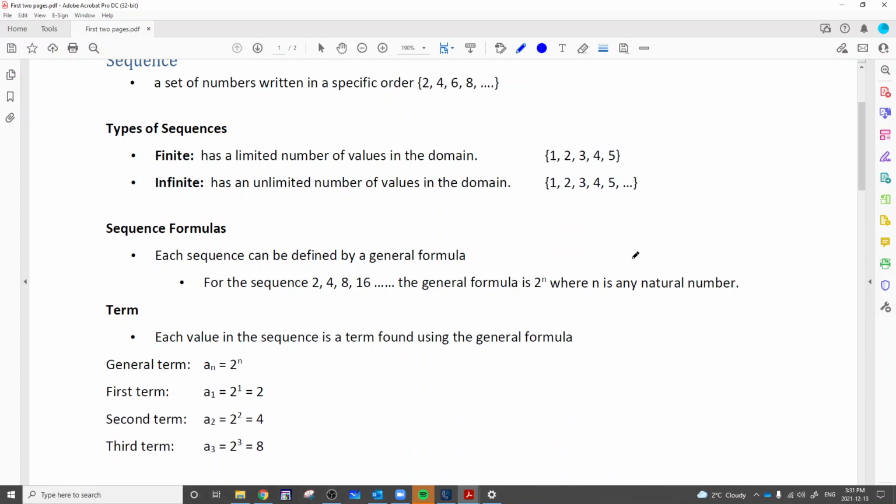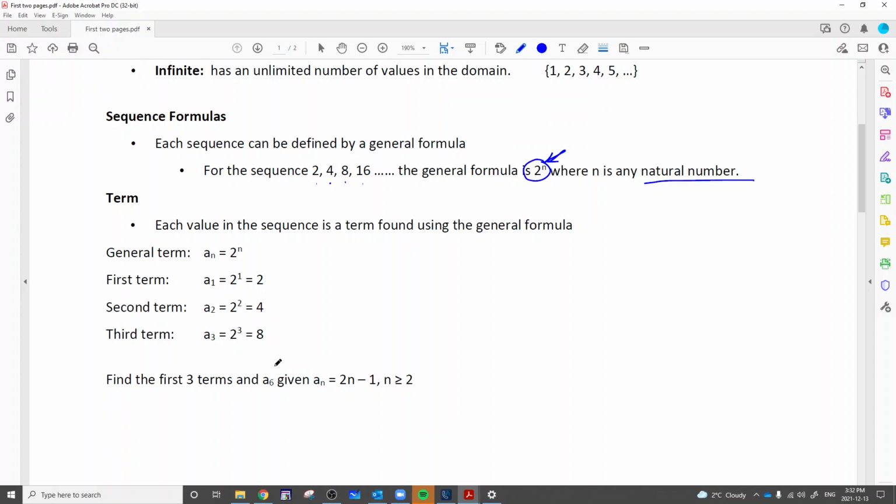So we can define sequences using formulas so that you can find any term in the sequence using the general formula. For example, if you had a sequence like 2, 4, 8, 16, we could say that the general formula is 2n, meaning that if I put any value of n into this formula, where n has to be any natural number, I can get the corresponding term in the sequence. So I'm going to write this a little more formalized: the general term a sub n is equal to 2 to the exponent n.